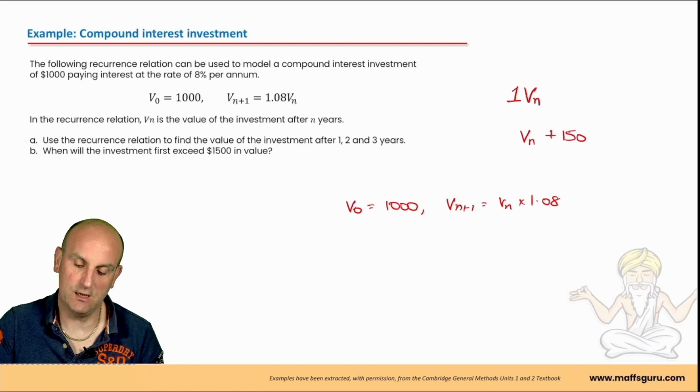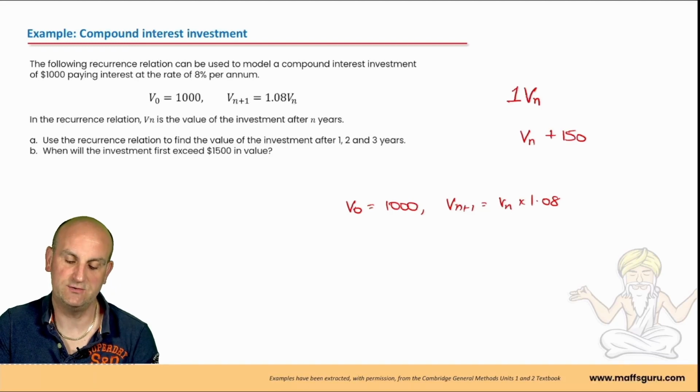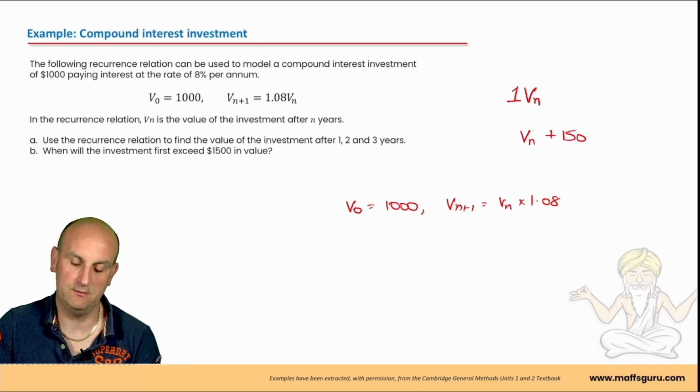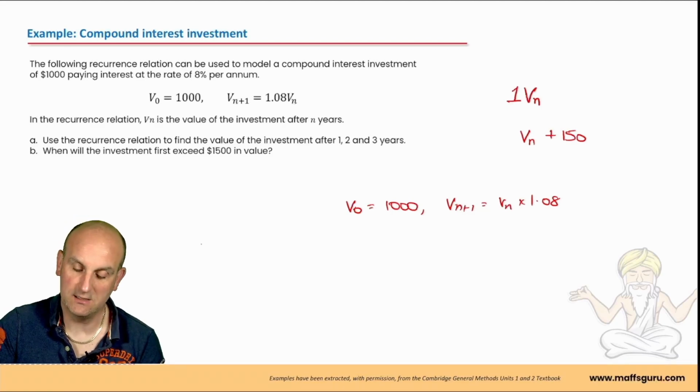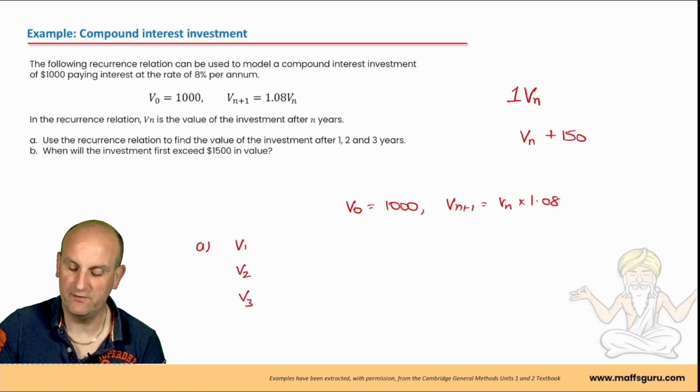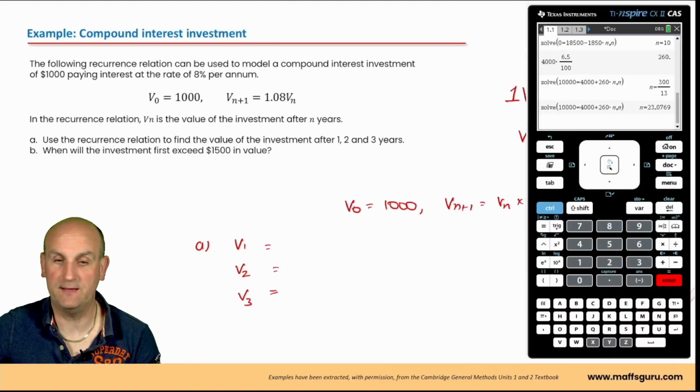What do we got here? So, the following recurrence relation can be used to model a compound interest investment of 1,000, paying interest at the rate of 8% per annum. A, use the recurrence relation to find the value of the investment after 1, 2, and 3 years. Okay, so for part A, we want to find V1, V2, and V3. How are we going to do this? Fire up my cards, absolutely.